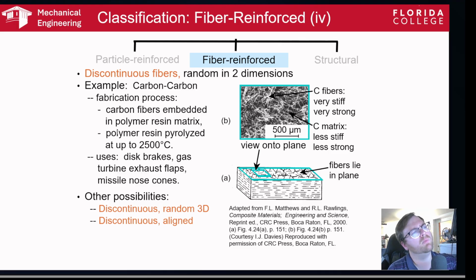And this polymer resin is pyrolyzed at up to 2,500 degrees Celsius. Okay, so basically this resin is set at a really high temperature because it's mostly carbon. And this is used in disc brakes, gas turbine exhaust flaps, and missile nose cones. Okay, so it's a very high temperature material because that's what you need for, for example, disc brakes and missile nose cones.